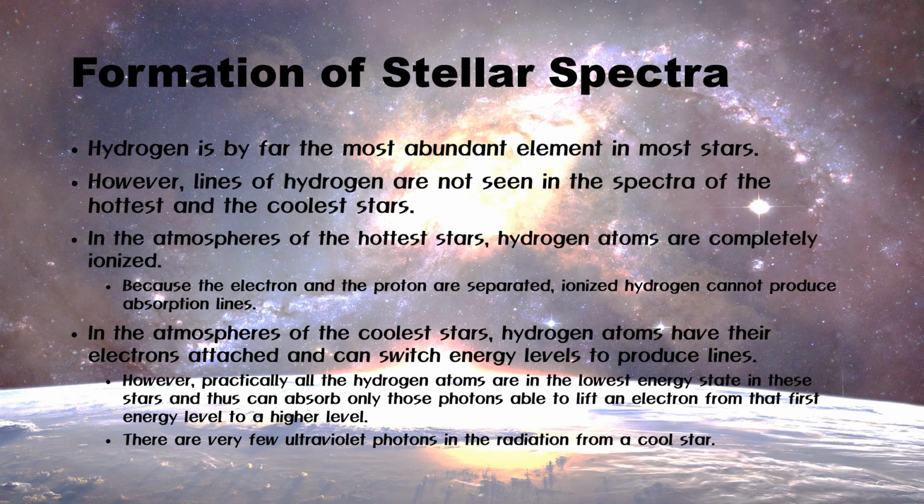In the atmospheres of the coolest stars, hydrogen atoms have their electrons attached and can switch energy levels to produce said lines. However, practically all the hydrogen atoms are in the lowest energy state in these stars, and thus can only absorb those photons able to lift an electron from that first energy level into a higher energy level. There are very few ultraviolet photons in the radiation of a cool star.